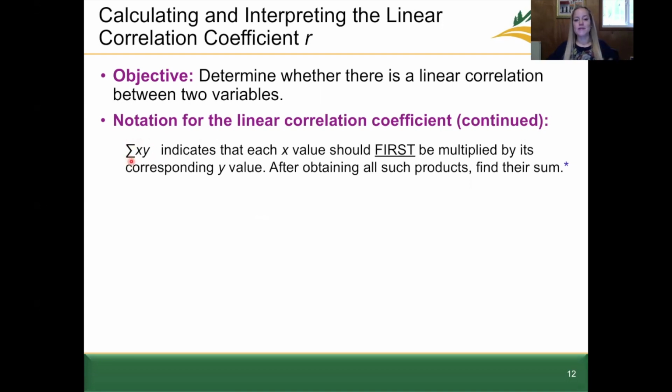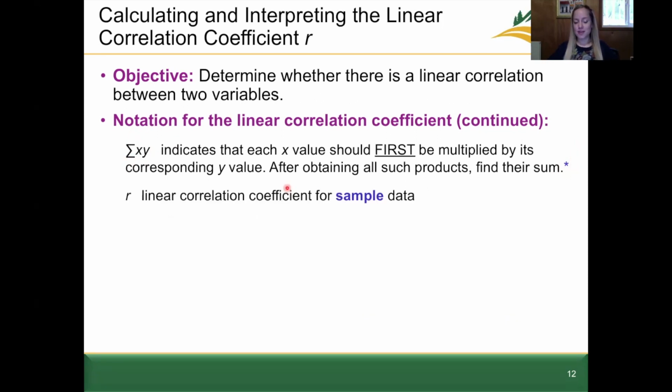This means that we first multiply x by y, and we do this for every single pair of sample data. So we take our x value and multiply the x value by the corresponding y value. Then once we have all of those products of x times y for each pair of data, we sum all of those values. And again, this asterisk here means to be really careful about the order of operations.